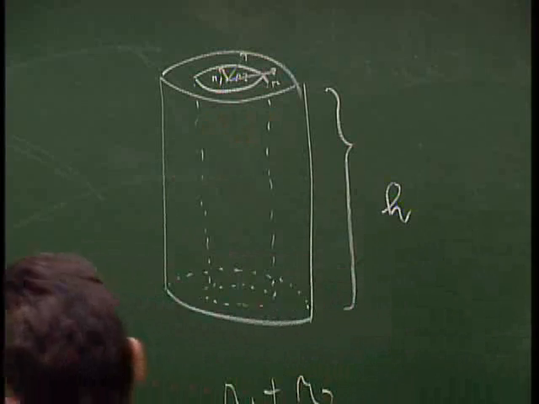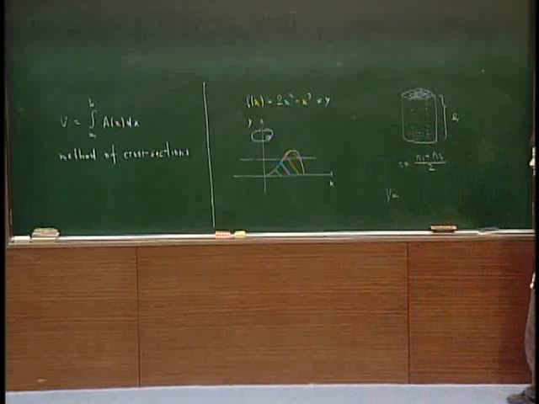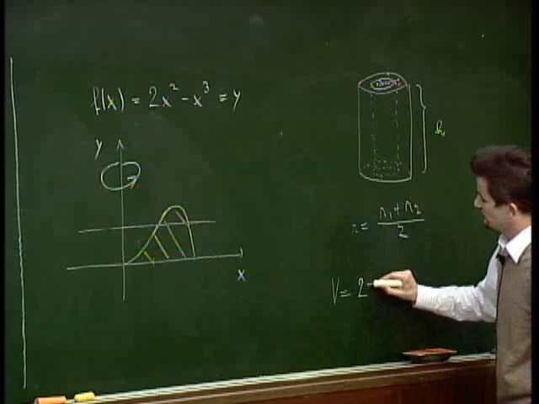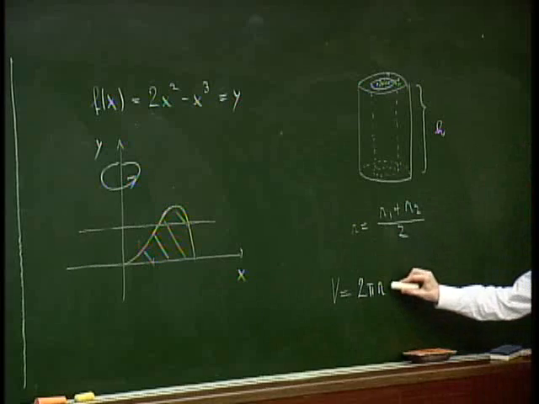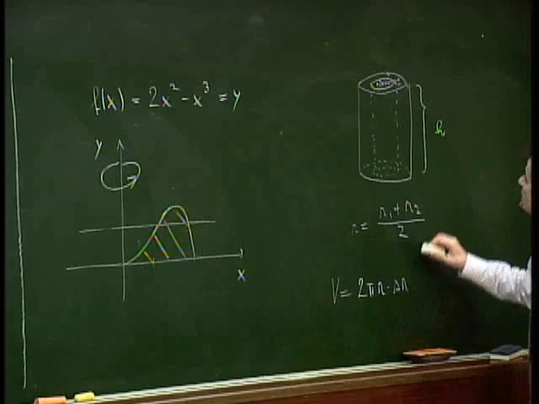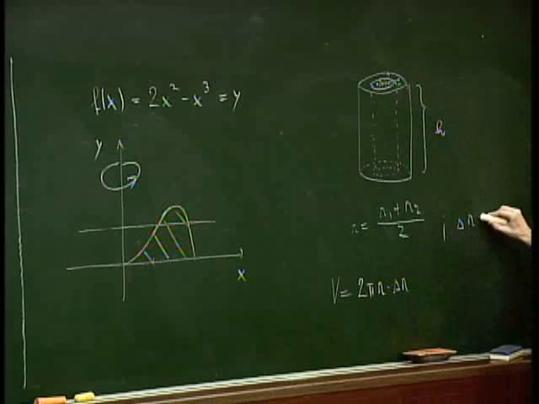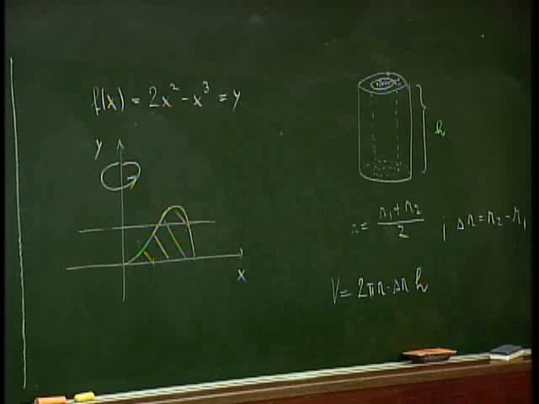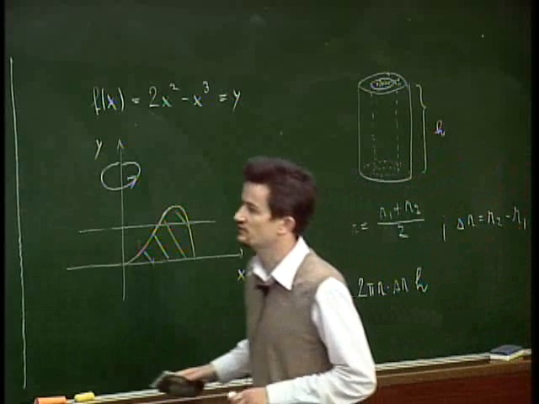Then, as we saw last time, a formula for the volume of the shell, easy to memorize, is the circumference of the circle with radius R times the thickness of the shell, R2 minus R1, times the height. This is the formula we derived last time for computing the volume of such a shell.